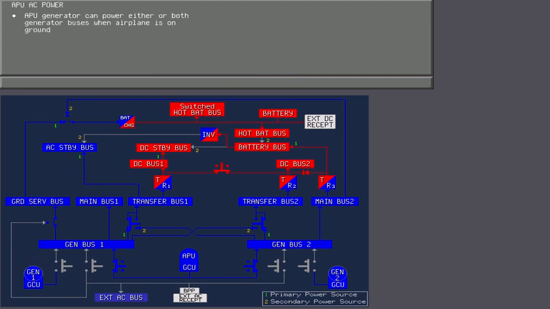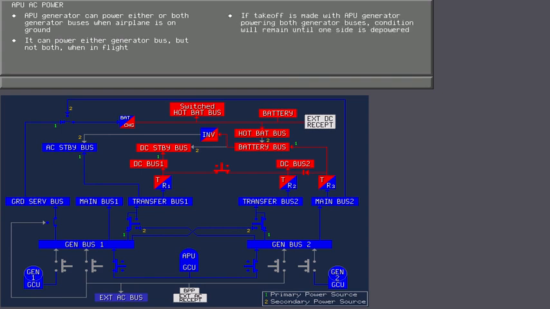The APU generator can power either or both generator buses when the airplane is on the ground. It can power either generator bus, but not both when in flight. However, if takeoff is made with the APU powering both generator buses, that condition will remain until one side is depowered.